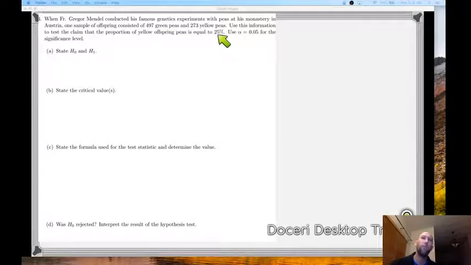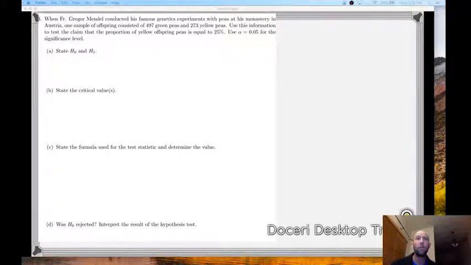equal to 25%. He did an experiment with pea plants and found that 497 yielded green peas, while 273 yielded yellow peas. And we want to know if this proportion of peas can be considered equal or close enough to 25 for the population value to be considered 25%.